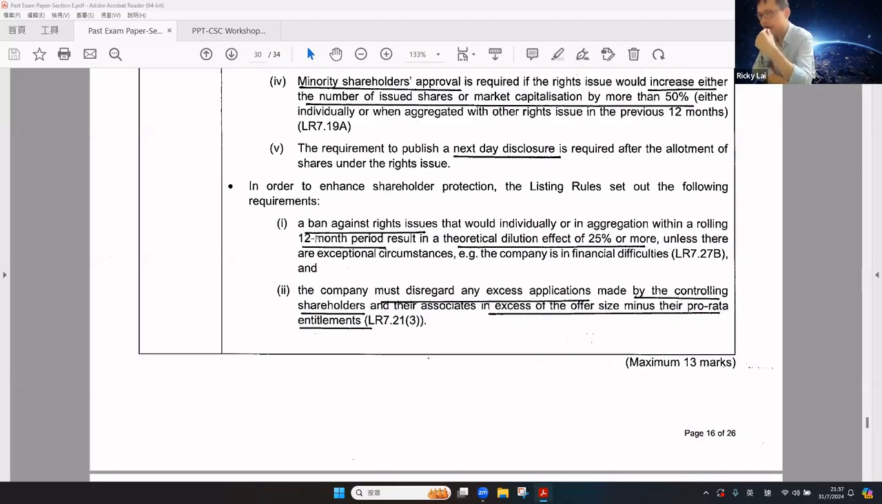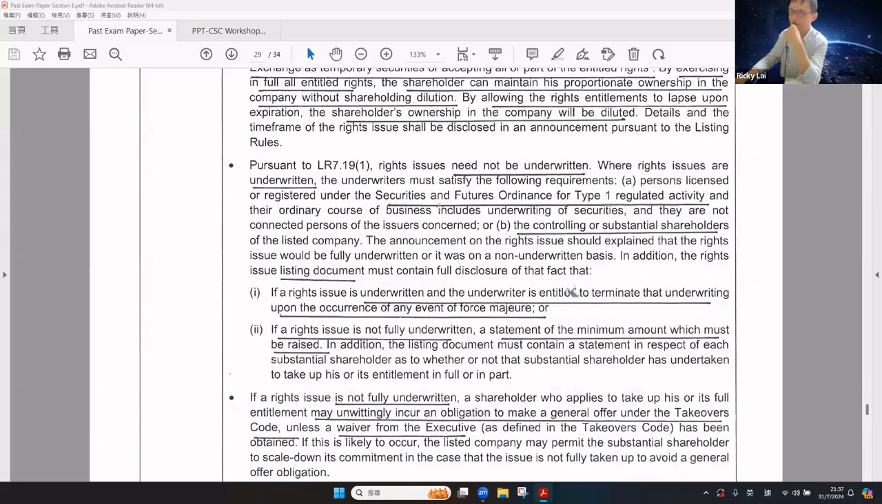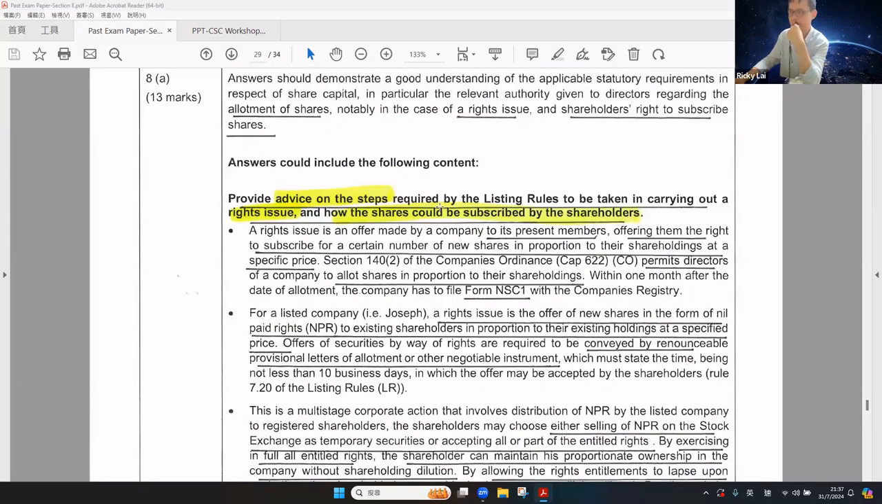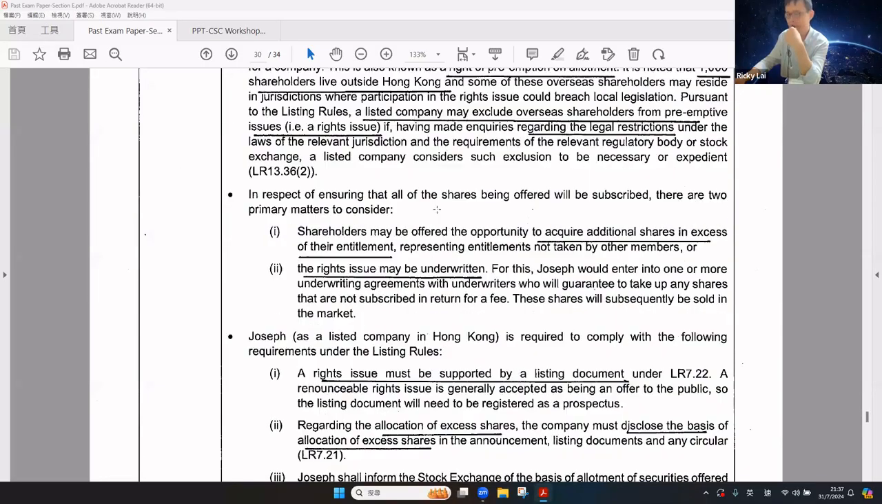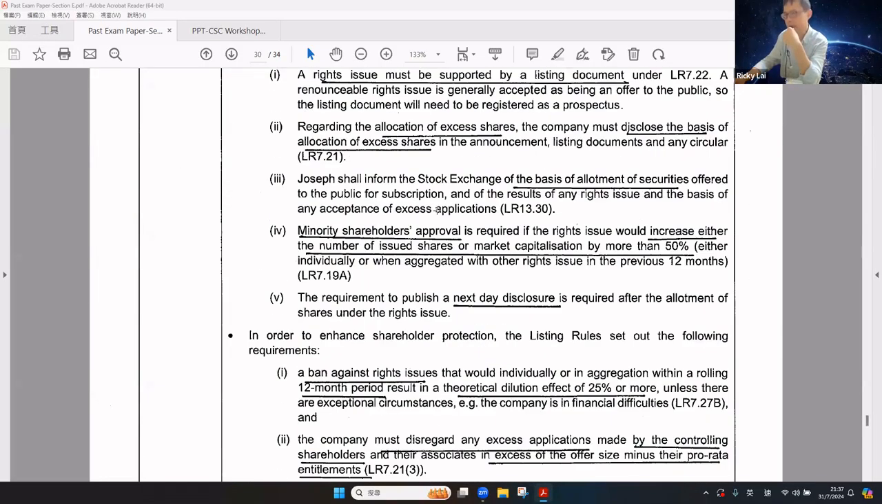The company must disregard any excess application made by the connected shareholders and their associates in excess of the offer size minus the pro rata entitlement. Okay, so the procedure of a rights issue may be quite complicated to you, so you should try your best to memorize some key points from the suggested answer.